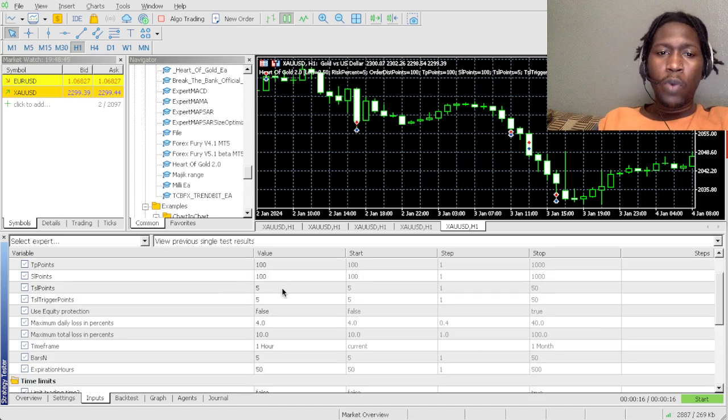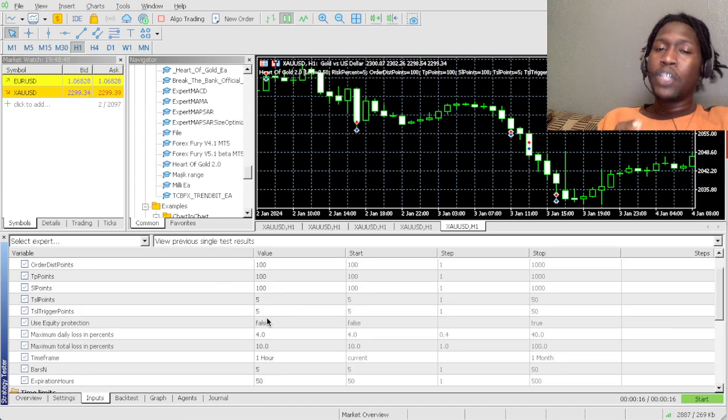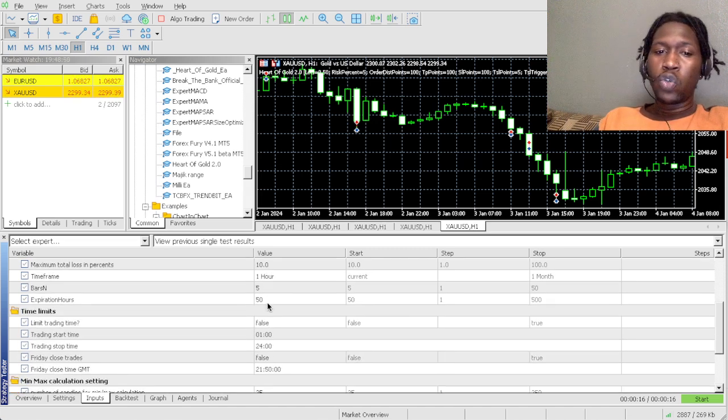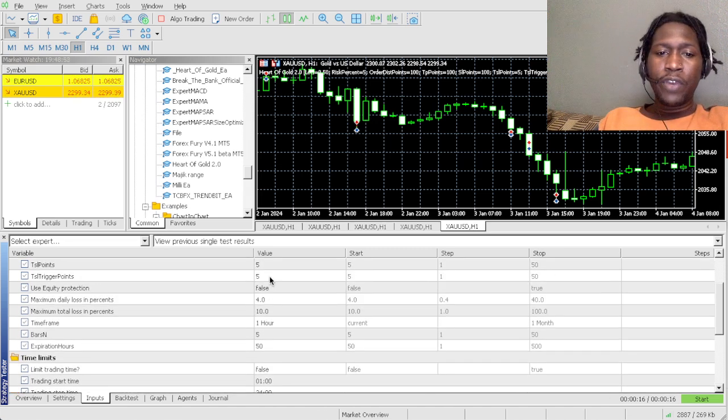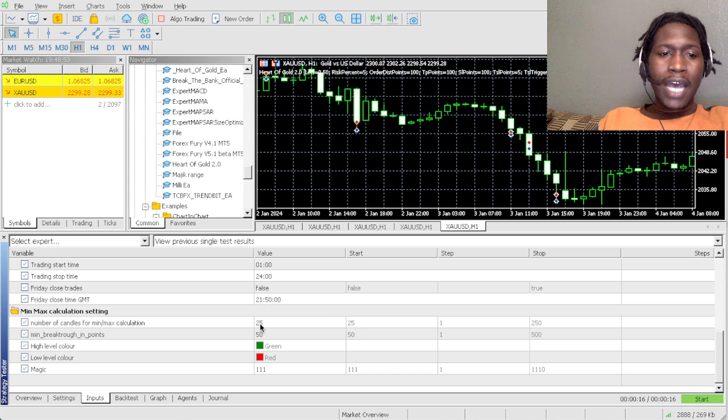And if you scroll down, we're not using equity protection, but you could actually use the equity protection if you want to. We're trading on the 1 hour time frame. And if you scroll down, our number of candles for minimum or maximum calculations is 25, and minimum breakthrough in points is 50. The Heart of Gold EA is a profitable EA that actually trades breakouts. The Heart of Gold EA trades prop firm challenges, small accounts, live accounts, funded accounts. The Heart of Gold EA could do all of that good stuff, guys.